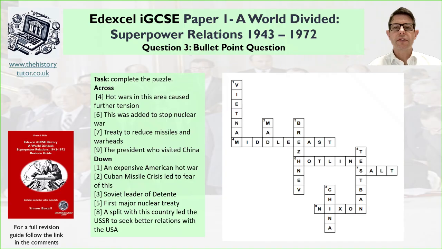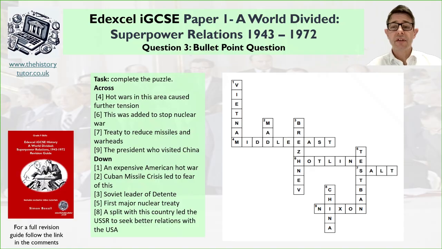So 4 across, first of all. Hot wars in this era cause further tension. So the Middle East is the answer there. During this era, we've got a number of areas of the world that are starting to hot up, and the Middle East is one. The Arab-Israeli conflict, of course, is one of those, the PLO. We've got terrorism, we've got wars in the late 1960s, we've got Yom Kippur in the early 1970s. So all of these are causing Detente because Russia and America have to work together to try and resolve this conflict.